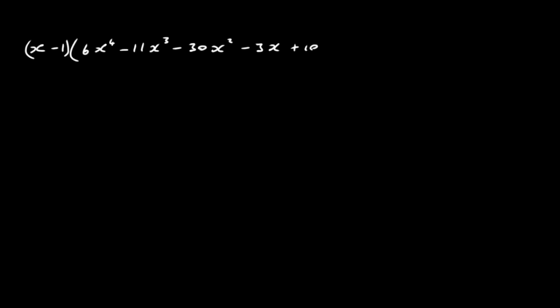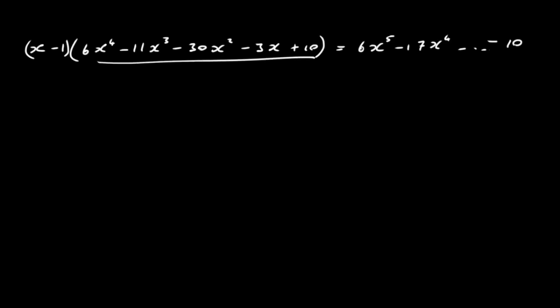And that, when we multiply those two together, will give us our original expression, which was 6x to the power of 5 minus 17x to the power of 4, and so on, all the way out to minus 10. Okay, so we have this one, and now we have this factor here. So what we need to do is take this factor here and determine a root for this factor here.